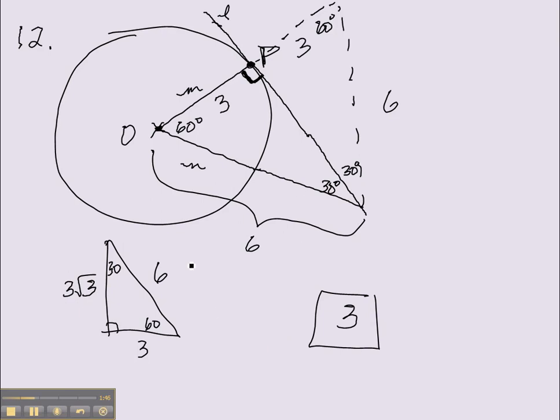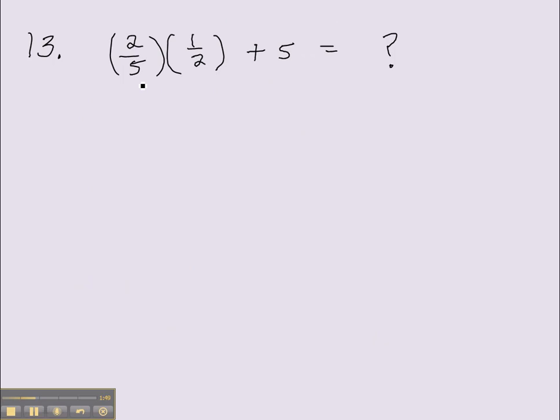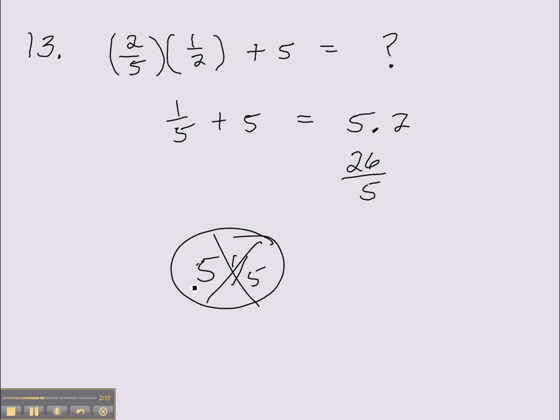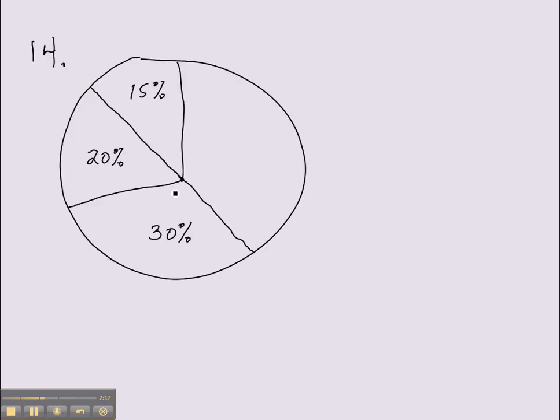13. 2/5 of 1/2 plus 5 is equal to what number? Well, we're just going to multiply here. 2/5 of 1/2. That's just a fifth. And a fifth plus 5, well, a fifth is 0.2, so we can call this 5.2. Or if you want to go with fractions, 5 and 1/5, which is 26 fifths. That would work. But you cannot write 5 and 1/5 in the grid-ins. That's not allowed.